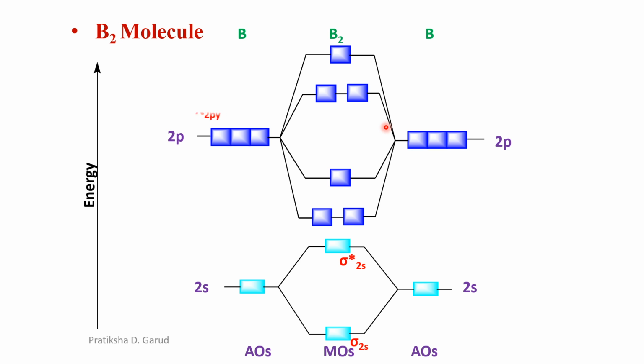So let's see their symbols. The first one is the pi 2py, then pi 2pz, and sigma 2px. So these are the three which are bonding molecular orbitals. Then we are having pi asterisk 2py, pi asterisk 2pz. These are the degenerate orbitals. That means they are having the equal energy, same energy. And finally, we are having the sigma asterisk 2px. So these are the three anti-bonding molecular orbitals.